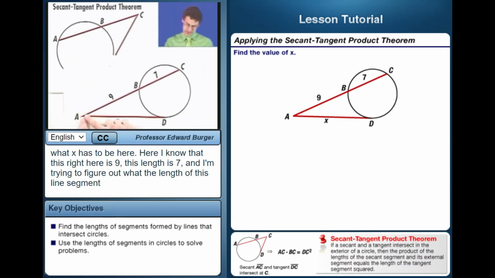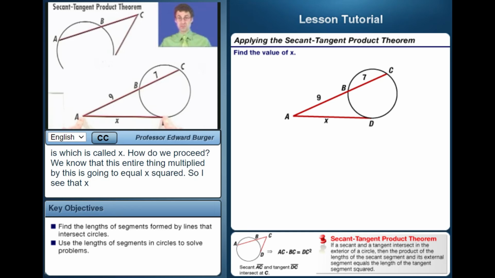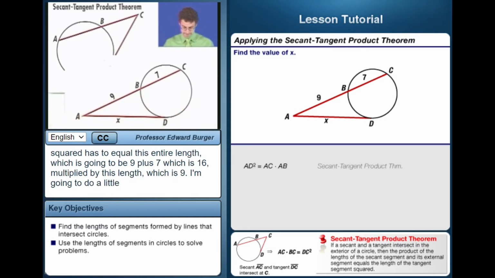So here I know that this right here is 9, this length is 7, and I'm trying to figure out what the length of this line segment is, which is called x. Well, how do we proceed? We know that this entire thing multiplied by this is going to equal x squared. And so I see that x squared has to equal this entire length, which is going to be 9 plus 7, which is 16, multiplied by this length, which is 9.